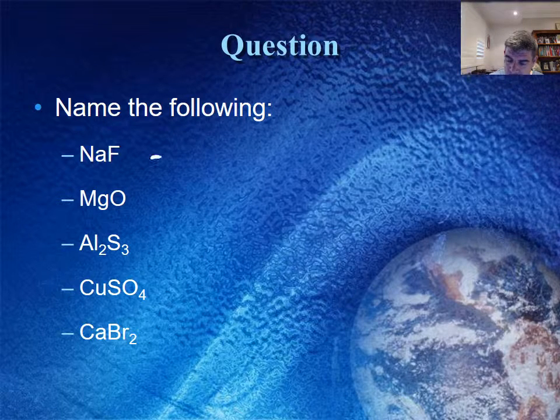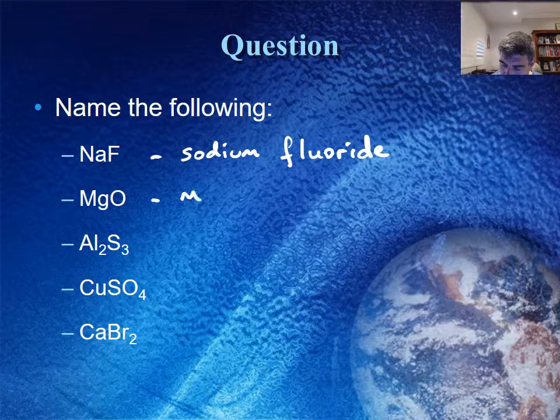Well, the first one is sodium as a cation, which keeps its name, and fluorine, which because it's on its own will change to fluoride. So the first one is sodium fluoride. The next one, the cation, is magnesium, and the anion is oxygen. Doesn't quite fit the -ine ending, but because it's on its own, it will change to an -ide. So this is magnesium oxide.